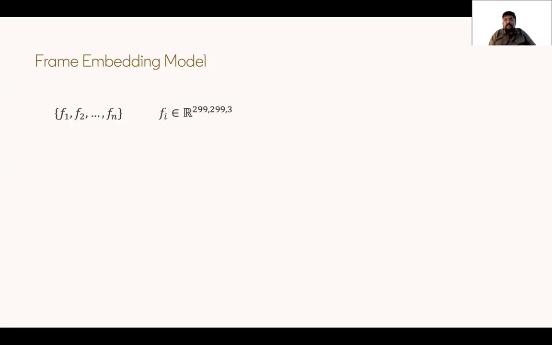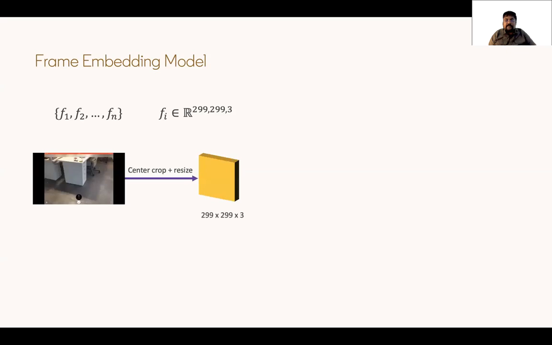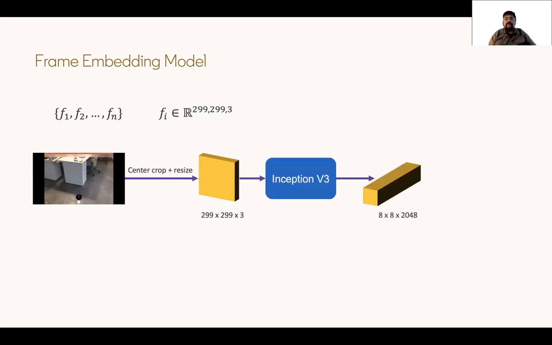For our use cases, let's assume that there are n frames per video. And for each frame, we first center crop it and resize it to the same size. And this is done because when we get videos from our members, they are of different sizes and the aspect ratios are all different. This is how we standardize the data, followed by pushing each frame through an Inception v3 pre-trained model to get a final embedding of 8x8x2048. This refers to the last but one layer of an Inception v3 network.